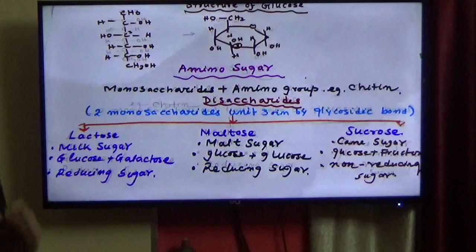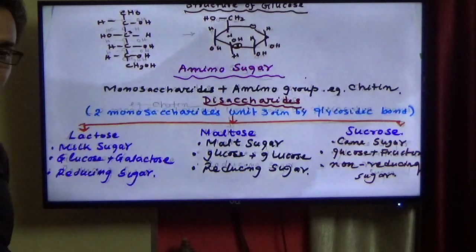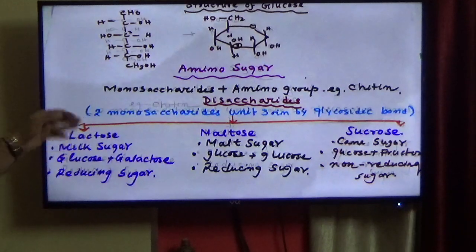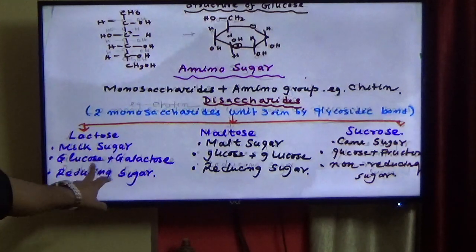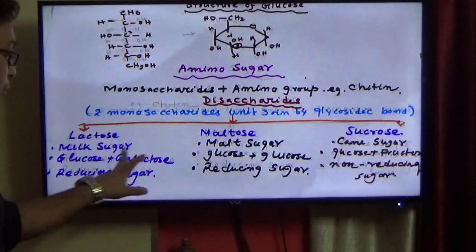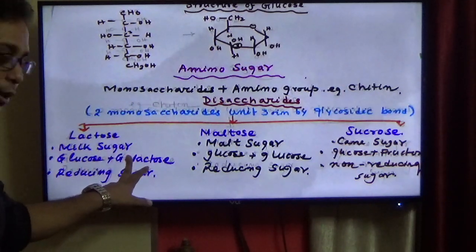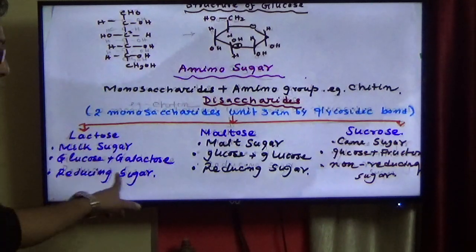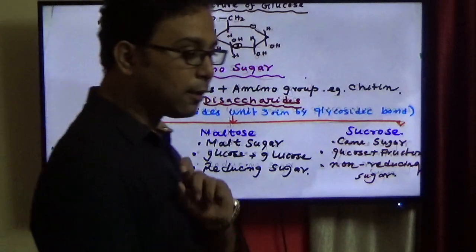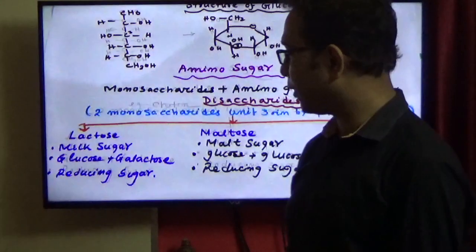The lactose is the milk sugar. Why is it milk sugar? Because we obtain lactose from milk. So it is the milk sugar. But a very important question arises: it is a disaccharide, so what monosaccharide units are present in its structure? Glucose and galactose, the 2 monosaccharide units, are joined together by a glycosidic bond. Another important feature: lactose is a reducing sugar. These are very important properties of lactose.